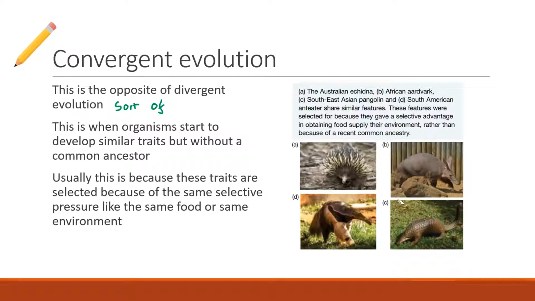Now, if you look at these animals, first thing that's important is that these animals all came from different parts of the world and so far apart that these things could not breed with each other. So these traits are not gained because they got them from each other. These animals have got these traits because of where they are. And if you look at these traits, they're all very similar animals.